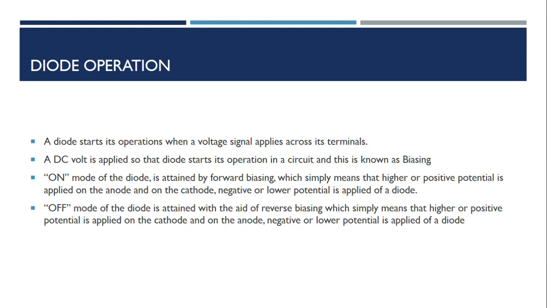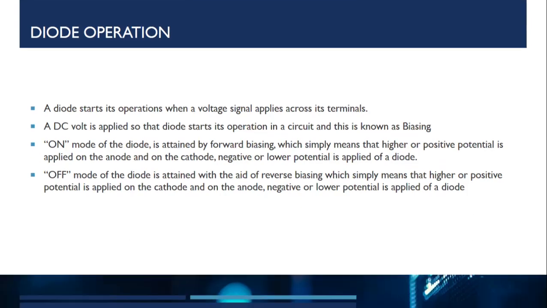The off mode is attained with the aid of reverse biasing, which simply means that a higher or positive potential is applied on the cathode and a negative or lower potential is applied on the anode of the diode.